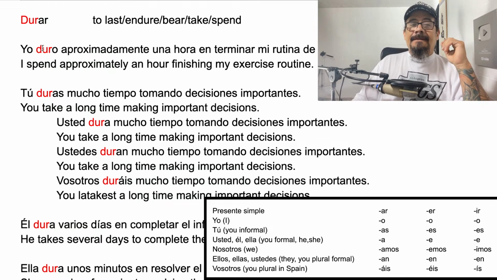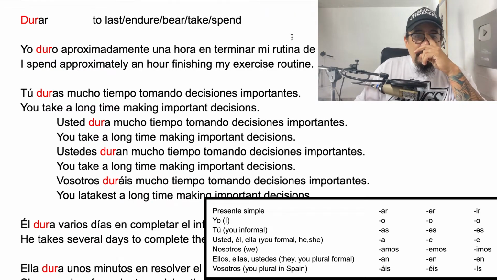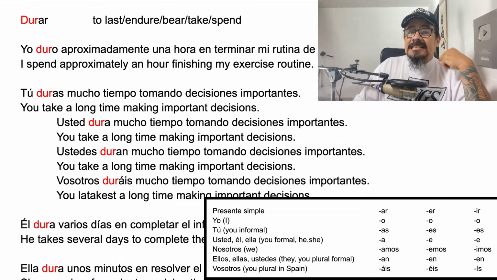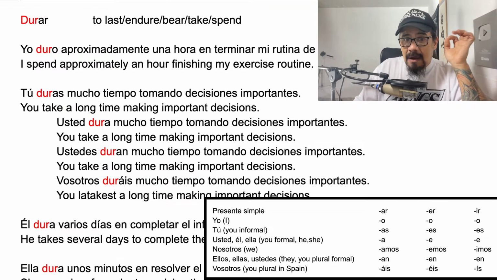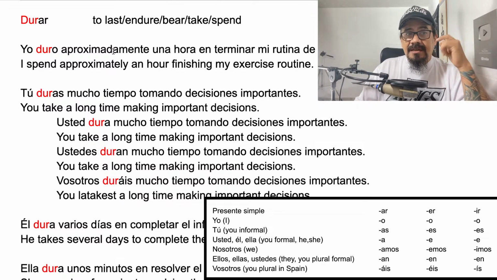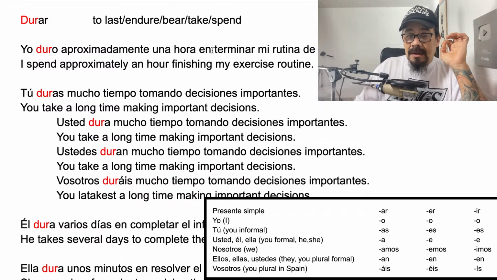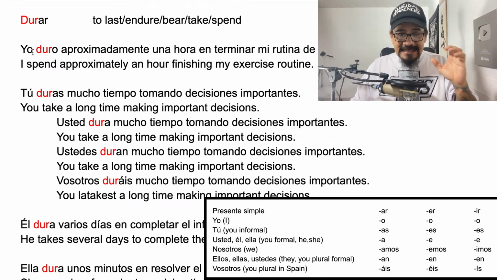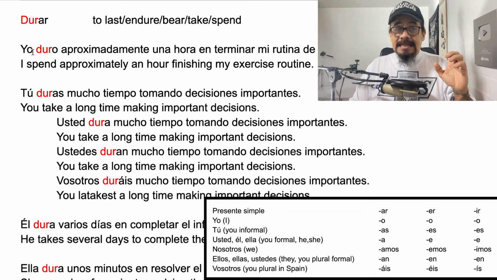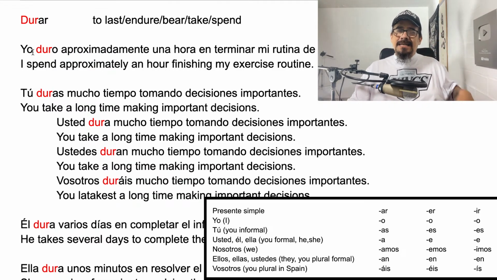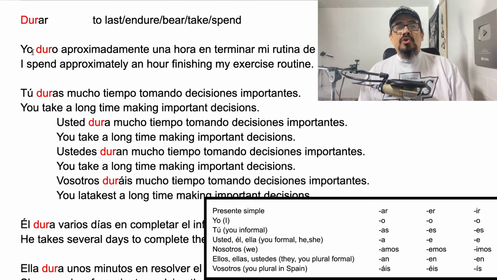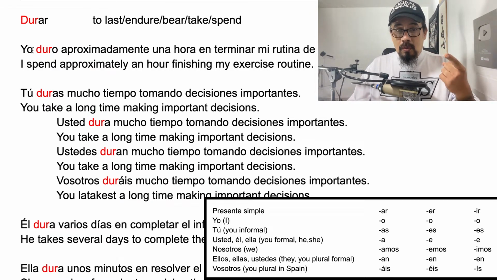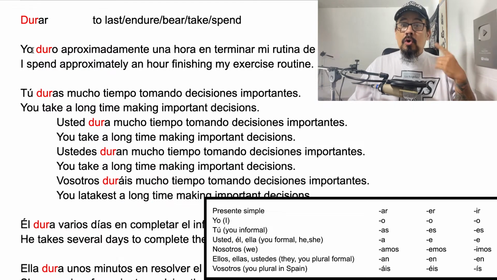So, let's say, yo duro aproximadamente 1 hora en terminar mi rutina de ejercicios. It means I spend approximately an hour finishing my exercise routine. Yo duro aproximadamente 1 hora. But we can say that in Spanish. I'm just using the example to understand how the verb is conjugated. But in Spanish, we can say also yo tardo, me demoro. It's basically the same. Yo duro.